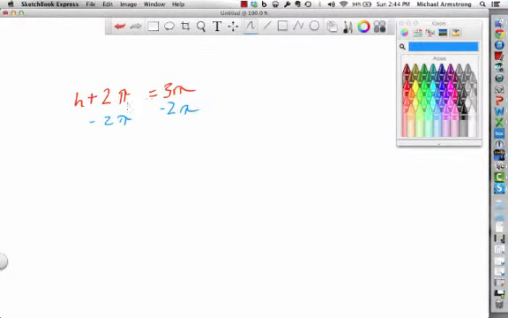And it's like having another variable. This becomes 0. 2 take away 2 is 0. So 2 pi take away 2 pi is also 0. So h is left, and you just have pi over here because 3 take away 2 is 1. So 1 pi is the same as just pi. That was easier than you thought it was going to be.